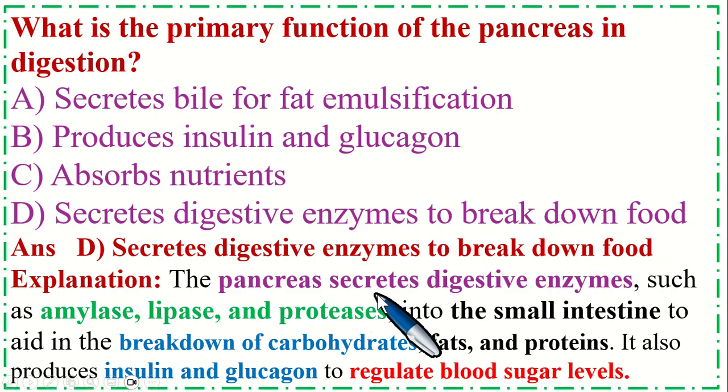Explanation is, the pancreas secretes digestive enzymes such as amylase, lipase, and proteases into the small intestine to aid in the breakdown of the carbohydrates, fats, and proteins. It also produces insulin and glucagon to regulate blood sugar level.